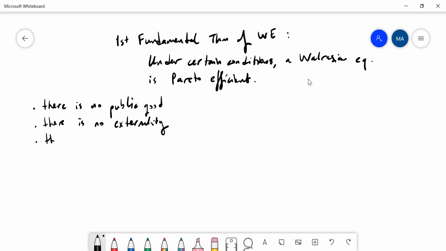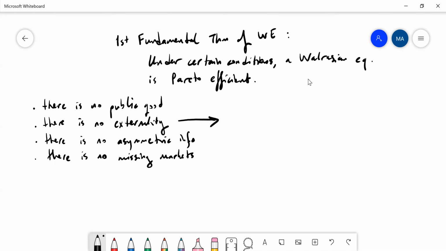Another thing is that there is no asymmetric information. And another is that there is no missing markets. Now, obviously here we have an externality, right? So the competitive equilibrium, when I say Walrasian, what I mean is competitive equilibrium or decentralized. So that obviously may not be Pareto efficient, because of the externality, and we actually understand that. We see the problem here.